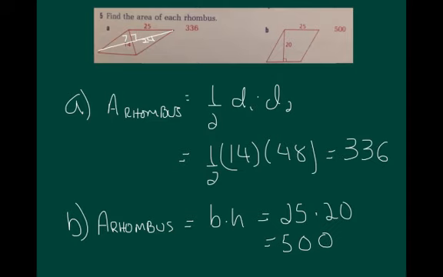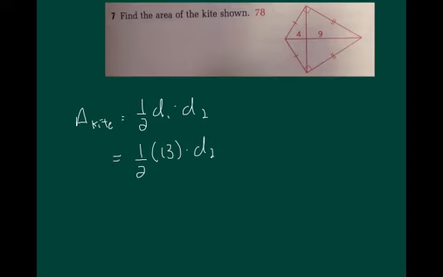All right, let's take a look at one more problem. That's number 7. That usually gives students trouble in this section. All right, number 7, they give us one diagonal, it's 13. So I'm going to use the 1/2 d1 times d2 formula, and I'll plug in 13 for diagonal 1. But I need to find diagonal 2.